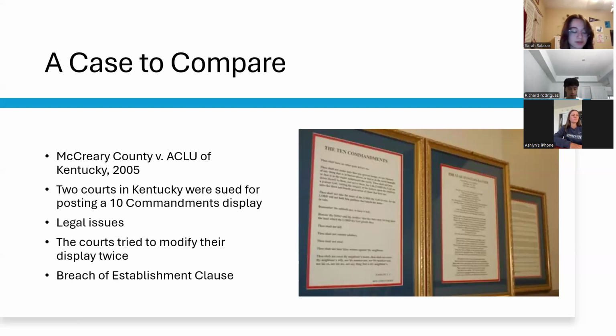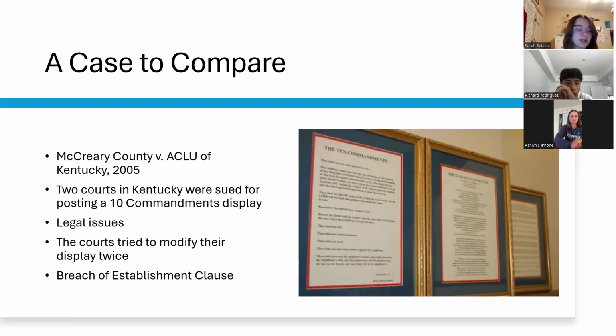by modifying their displays. So they modified it one time in order to include other writings from US history, like the Declaration of Independence. And then they also modified it a second time to include additional writings, including the Star Spangled Banner. One of their reasonings behind that was to try to convince the court that the Ten Commandments were highly influential to the creation of those documents, and tried to say that the Ten Commandments did have a secular purpose within American history.